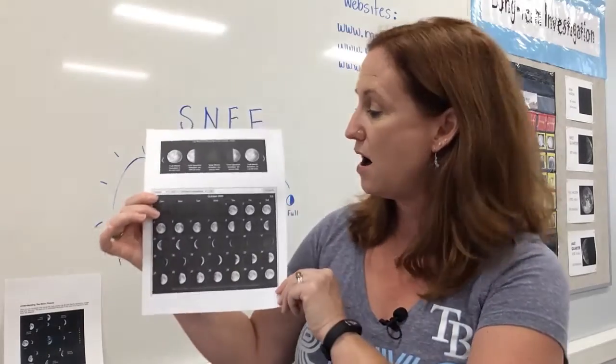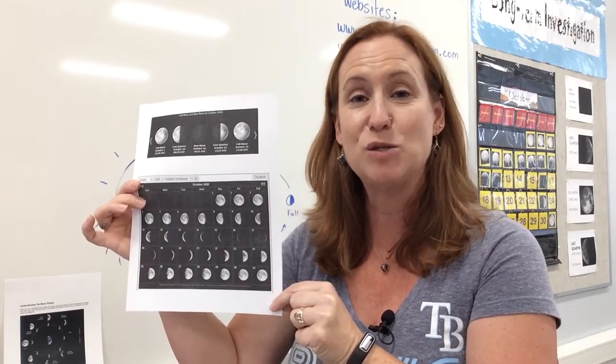October is also very special because it has 2 full moons in one calendar month, and that is a special event called a blue moon. So if you've ever heard the expression once in a blue moon, that means it doesn't happen very often. October is special because we have 2 full moons.